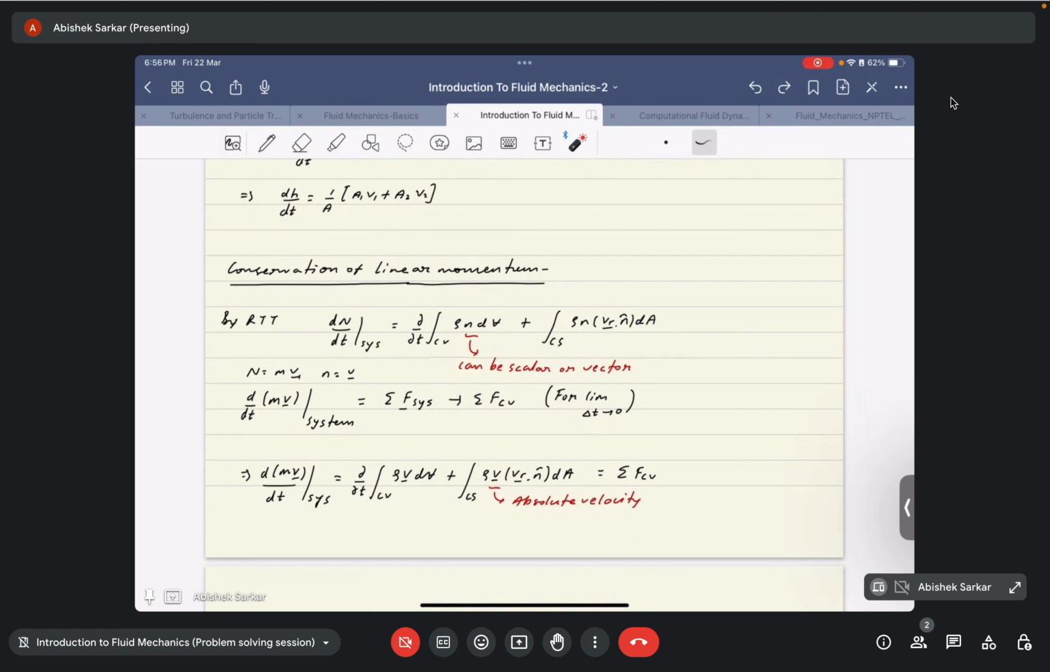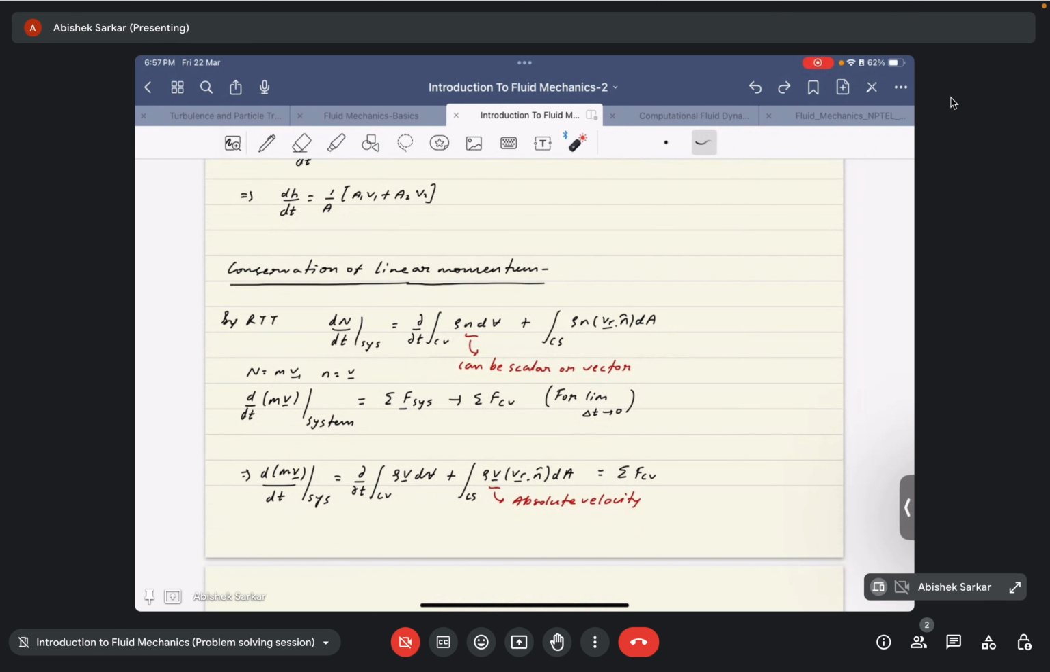Okay, so in order to avoid that, I'm trying to repeat it again. In the canonical form, we substitute small n as the absolute velocity of the fluid. But the canonical form of the RTT itself has a velocity embedded in the mass flux term, right? And that velocity that is embedded in the mass flux term is actually the relative velocity of the fluid with respect to the control volume. So if the control volume is stationary, that's completely fine. VR will be equal to V. That is the velocity of the fluid. This is the absolute velocity of the fluid.